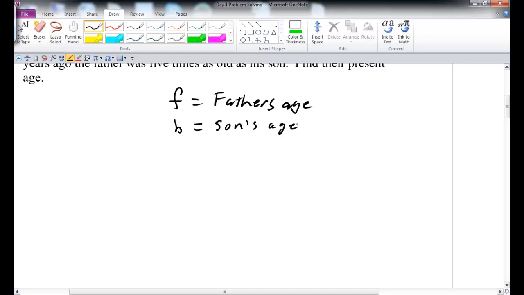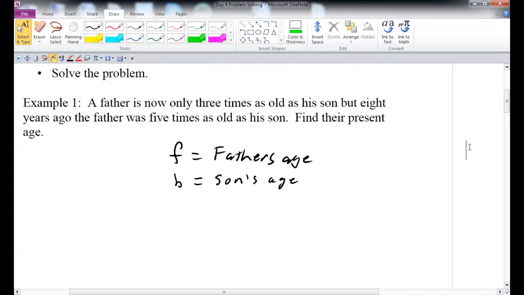Okay, now let's create two equations that show the two relationships. A father is now only 3 times as old as his son. So there's one equation for us. Father is 3 times as old as his son. F equals 3b. But 8 years ago, the father was 5 times as old as his son. Now this is the absolute key to these problems, setting up this type of relationship.